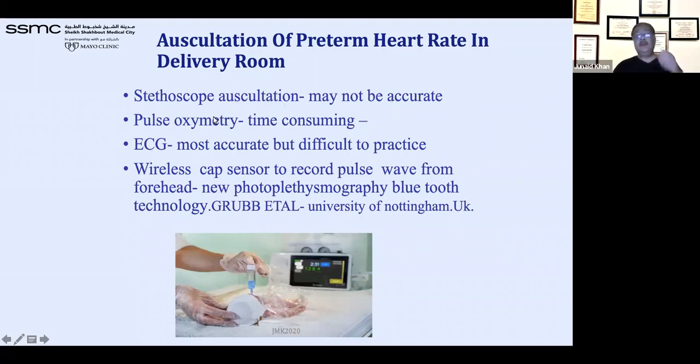The pulse oximeter will take at least 2 minutes to get the correct heart rate. EKG is the most accurate. In Britain, they have started a wireless cap sensor also, but no need to go and buy that.